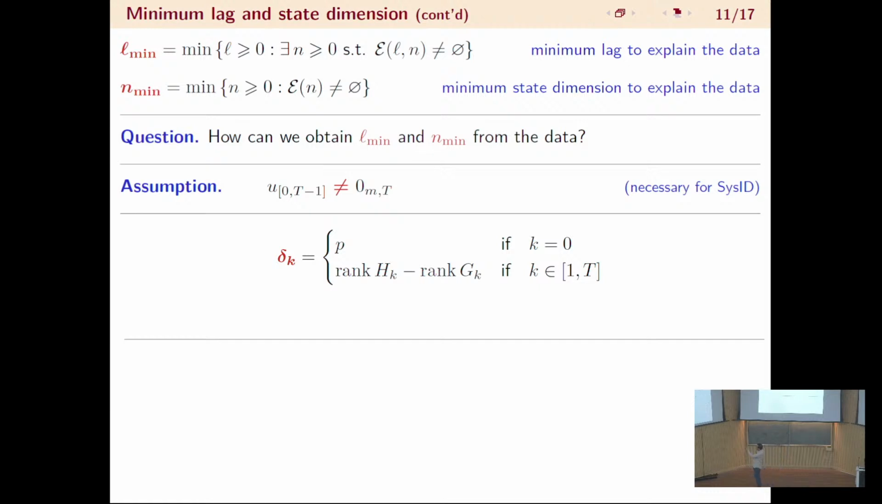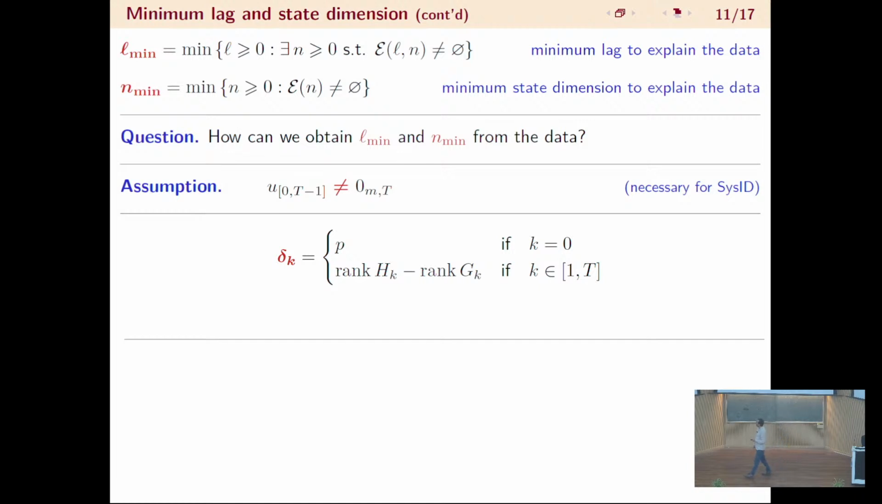integers delta k. So delta 0 is equal to p, the number of outputs. Okay? Delta 1 is the rank difference between H1 and G1. If you look at H1, it is going to be Y full, U full here, no shifts. G is going to be only U, because the Y part is dropped. Delta 2 is the rank difference between H2 and G2, and so on, up until k equal to t.